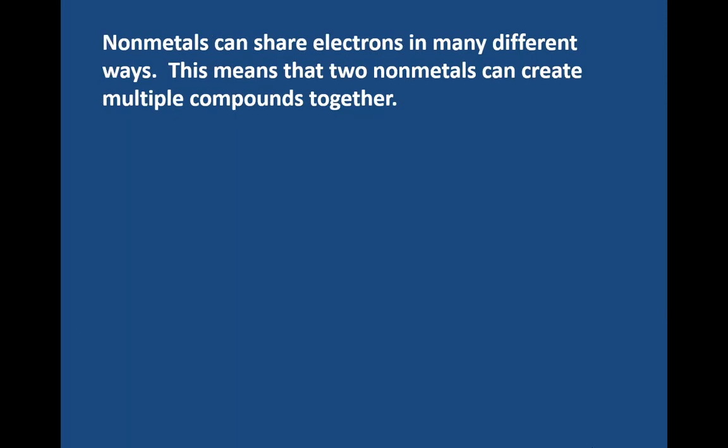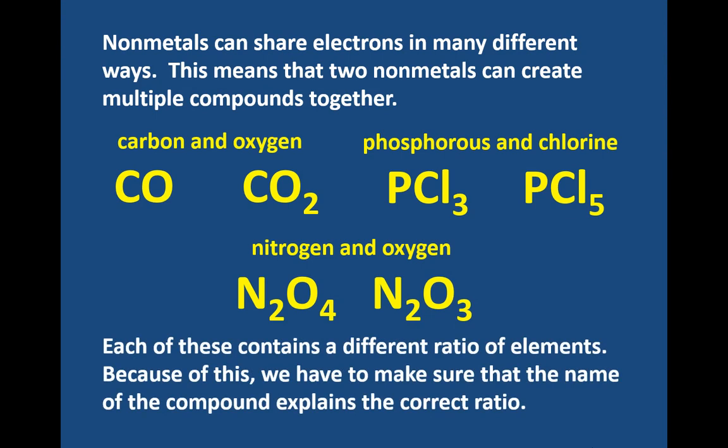Nonmetals can share electrons in many different ways. This means that two nonmetals can create multiple compounds together. Examples are carbon and oxygen, phosphorus and chlorine, nitrogen and oxygen. Each of these contains a different ratio of elements. Because of this, we have to make sure that the name of the compound explains the correct ratio.